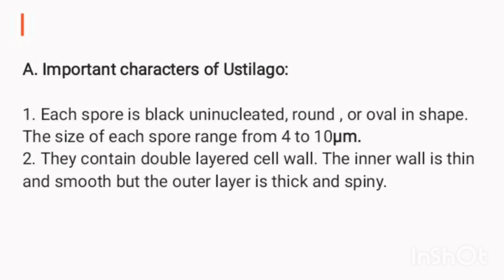A. Important characters of Ustilago. 1. Each spore is black, unicellular, round or oval in shape. The size of each spore ranges from 4 to 10 micrometers. 2. They contain a double-layered cell wall. The inner wall is thin and smooth, but the outer layer is thick and spiny.